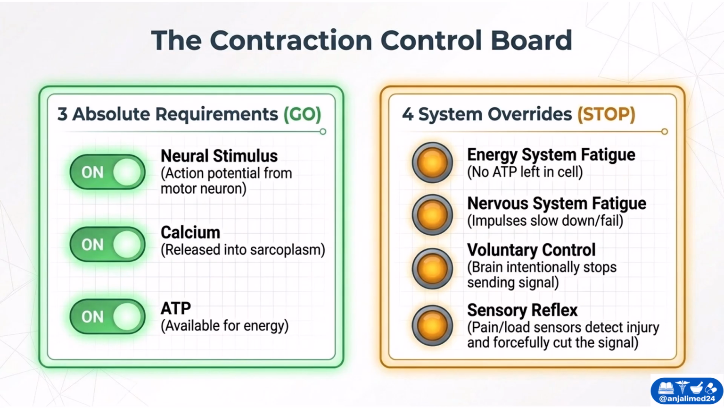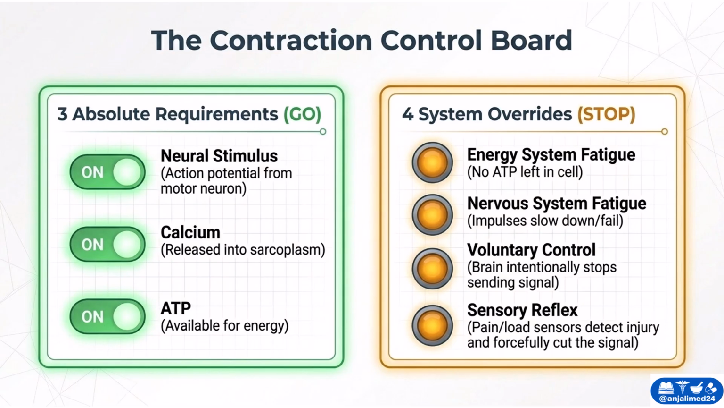The second override is nervous system fatigue. Over time, motor neuron signaling may slow down or fail, reducing the stimulation to the muscle. This contributes to central fatigue during exhaustive activity. The third override is voluntary control. The brain can intentionally stop sending signals to the skeletal muscles. This is how conscious movement is controlled. Unlike cardiac muscle, skeletal muscle contraction is under voluntary somatic control.